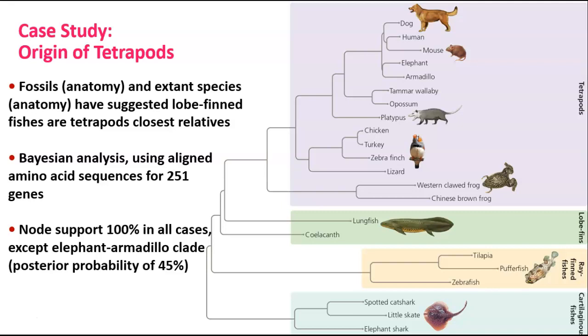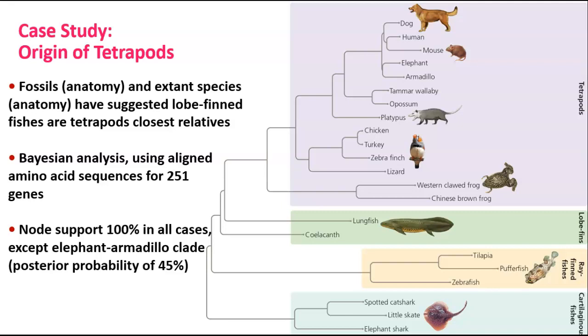Well, here we have amino acid sequences for 251 genes. That's a pretty good data set. And a Bayesian analysis was conducted on these data. And there was 100% support at each node in all the cases, except for the elephant armadillo clade. That just had a support of 45%, which is pretty weak.